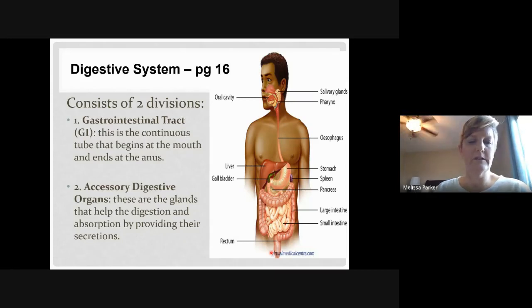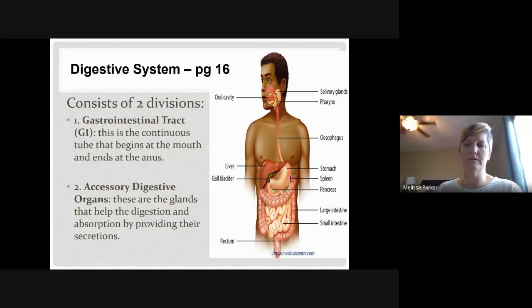So this alimentary canal or the gastrointestinal tract, all of that is the digestive system. But we have accessory organs that aid in digestion, like our liver and our gallbladder and our pancreas. All of those are considered accessory organs because they help in some way with digestion. So there's a difference between the GI tract and the accessory digestive organs.